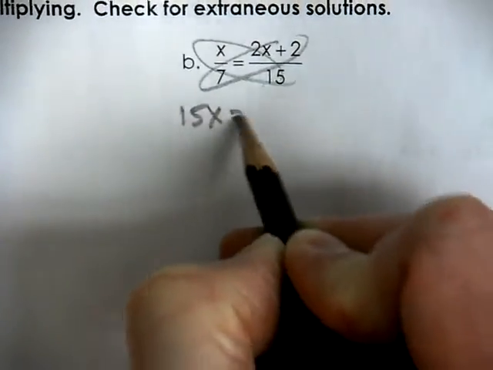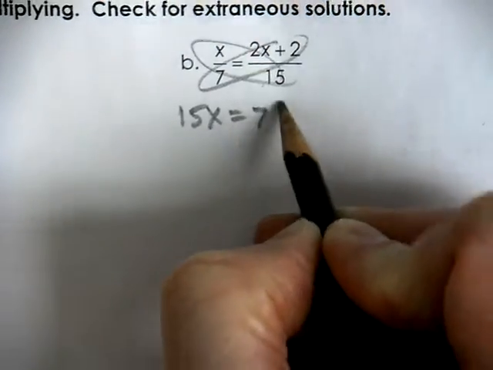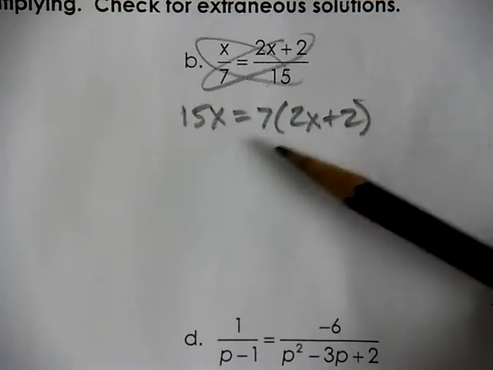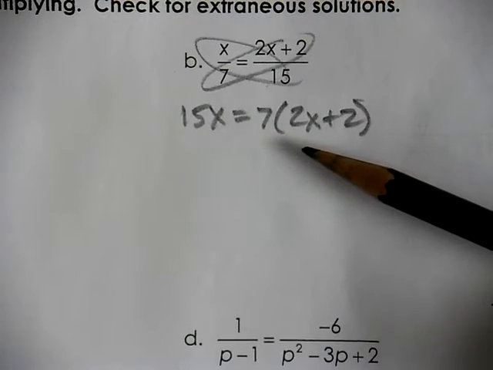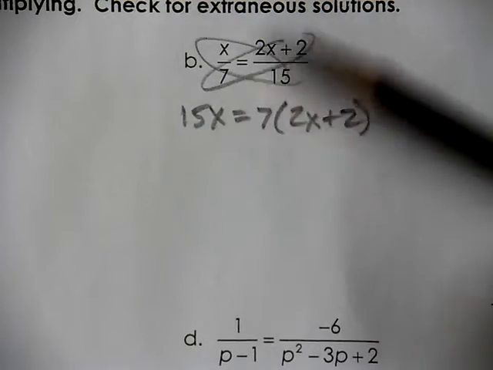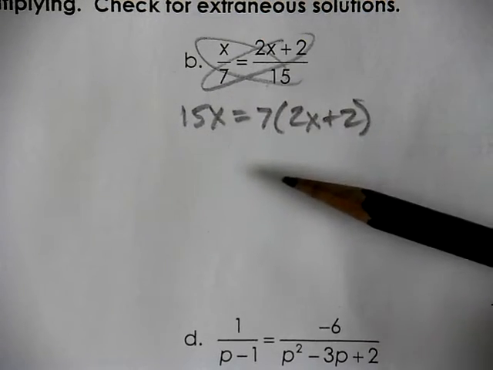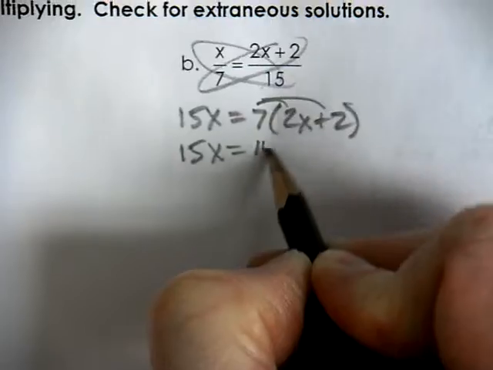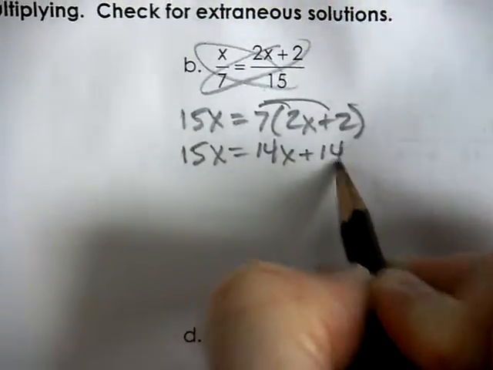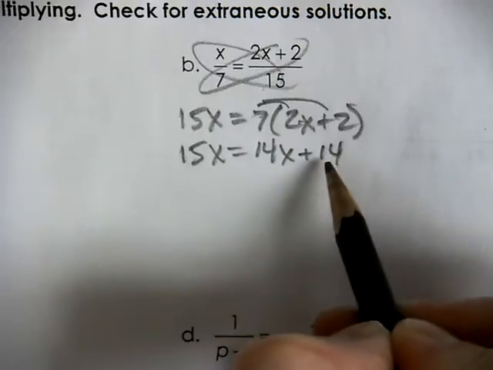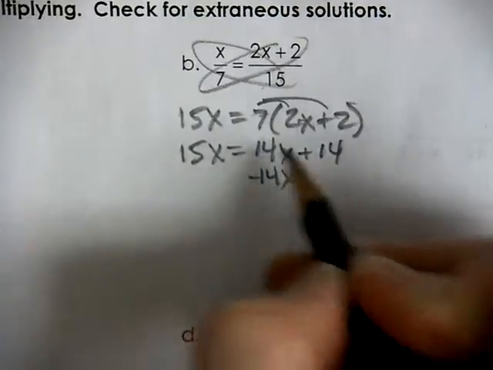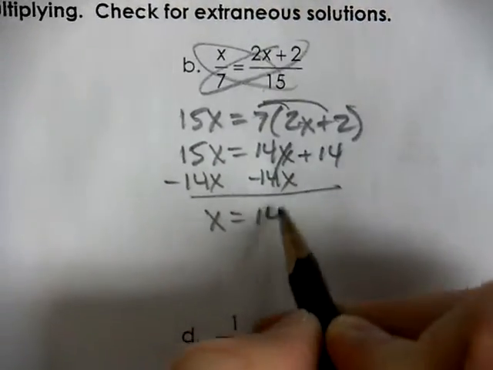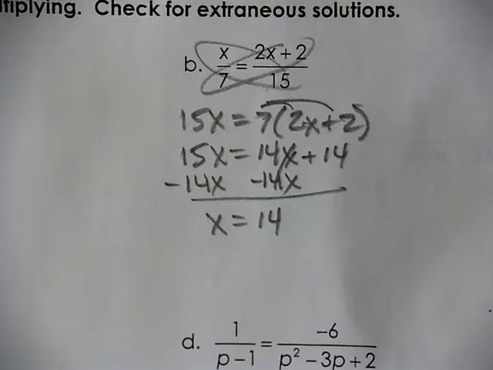So we get 15x, and we get 7 times 2x plus 2. I would suggest to take the time and write out that product, because if you start to do too much in your head and distribute it incorrectly, you'll have more troubles. 15x equals 14x plus 14. Distribute that 7 to both values. Again, we only have one type of x, x to the first power. And we get x equals 14.